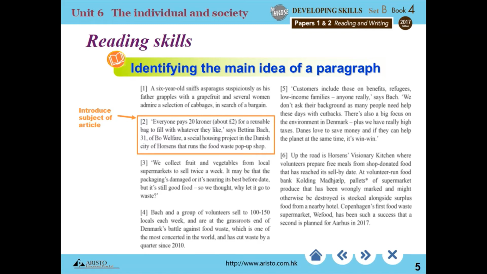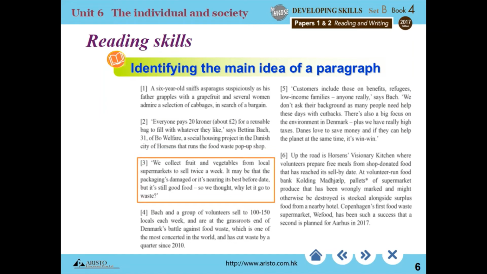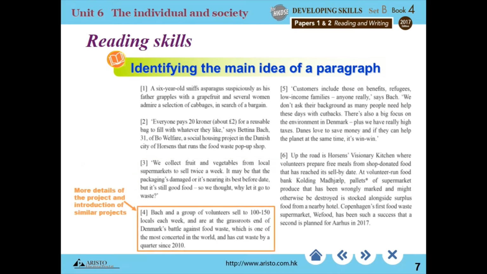Paragraph 3 is the continuation of the direct quote in paragraph 2. What we see is that the person continues to explain details about the operation and also the rationale behind the food waste project. Then, in paragraph 4, we are given more details of the food waste project, including how many volunteers work on it and what they have achieved.